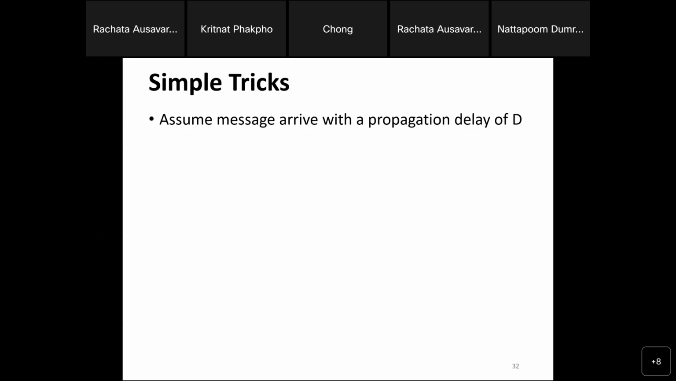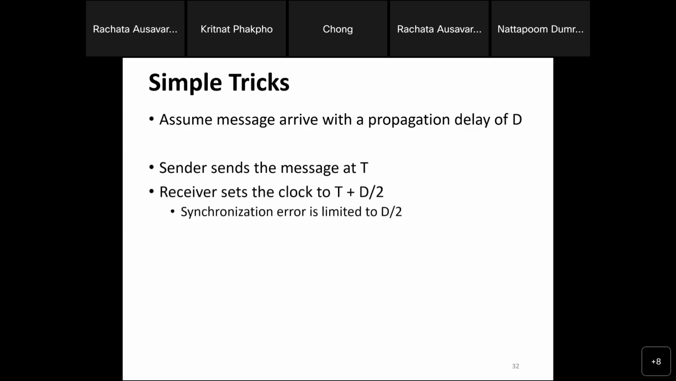So let's assume messages arrive with some propagation delay, because messages take time through the wire. The sender sends a message at T. The receiver sets the clock. So here's a trick: I would set the clock at T plus half of D. Half of D, why? Because my delay is D. I want to make sure the delay becomes an error of just either plus half of D or minus half of D, because I know that at least the clock is maybe in that range.